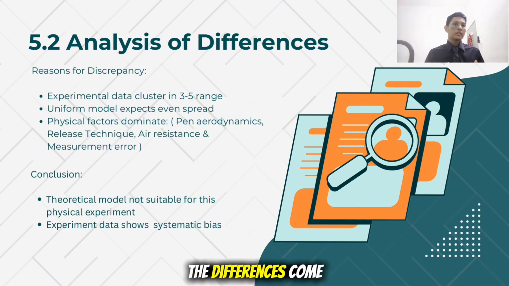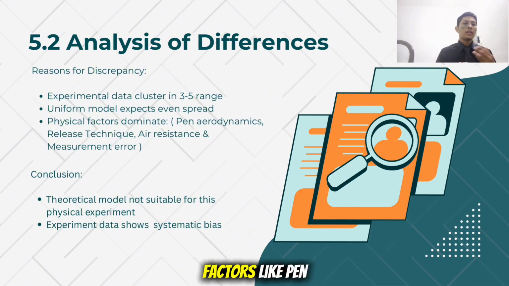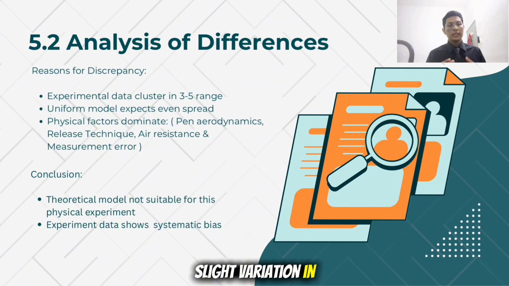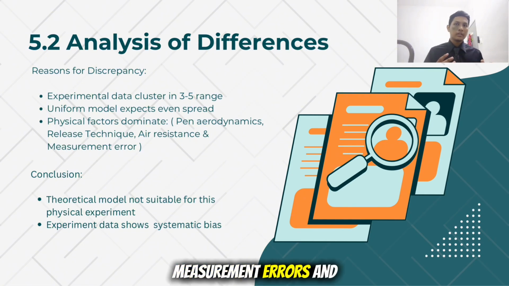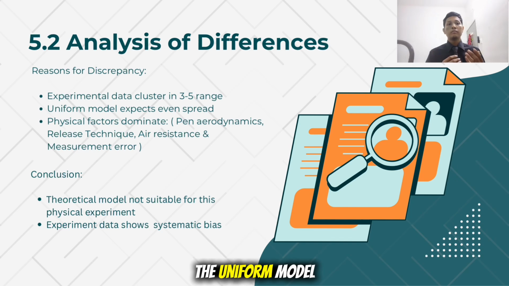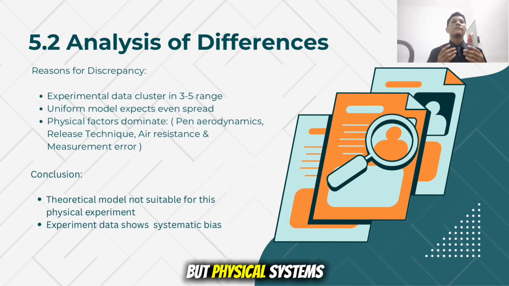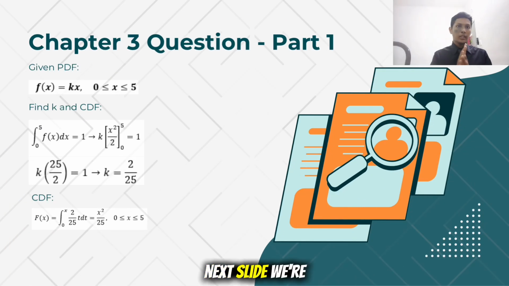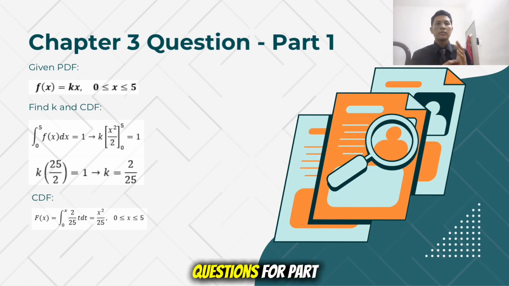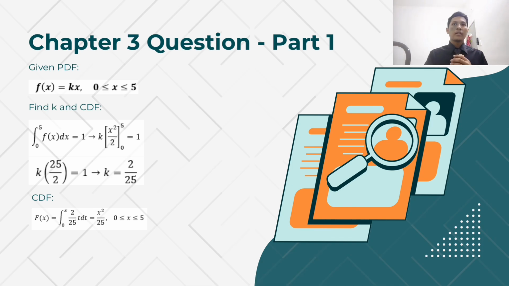The differences come from real world factors like pen aerodynamics and air resistance, slight variation in release, measurement errors, and surface imperfections. The uniform model assumes perfect randomness, but physical systems have patterns. Next slide, we're going to answer some questions for part 1.